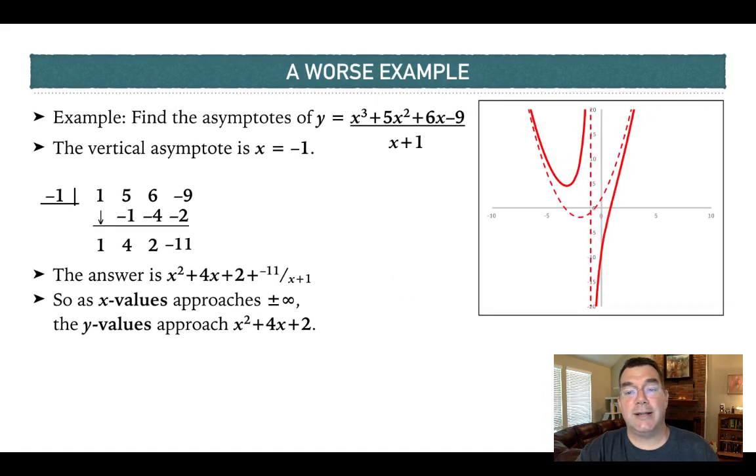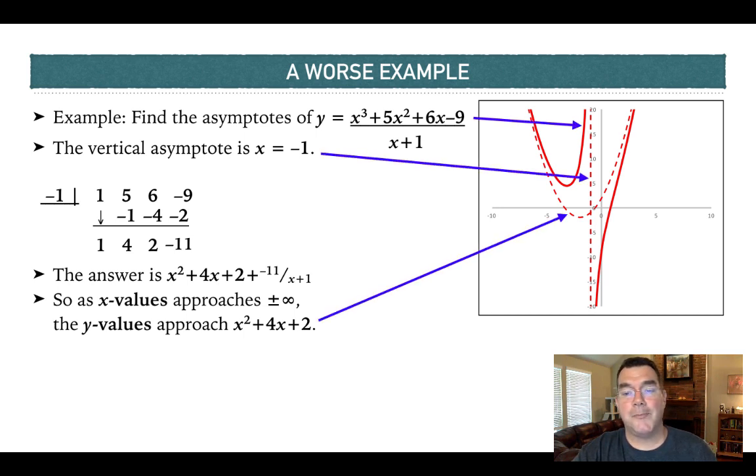So there's the graph right there. The solid graph is the actual function. The vertical dotted line is the vertical asymptote. And that dotted parabola is my other asymptote. And yes, that is a parabolic asymptote. You can have parabolic asymptotes. You can have cubic ones. Any kind of asymptote that you can imagine you can have.